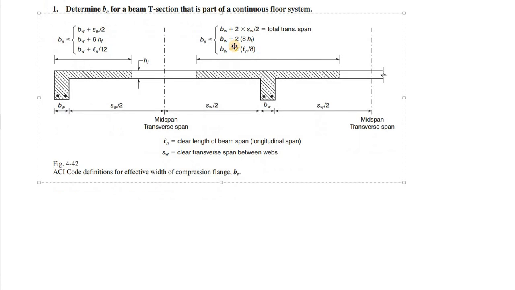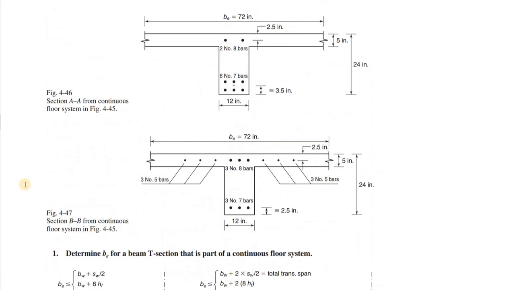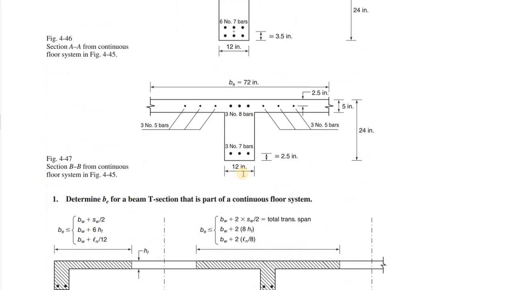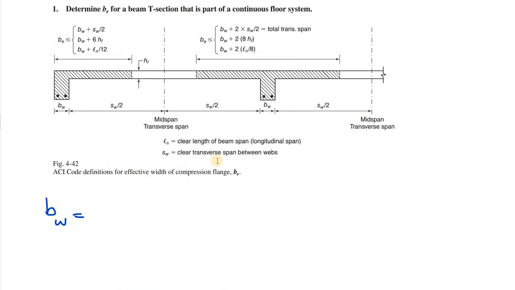Let me copy this down to our current page, and then we will see how to calculate. So these are the limits. Let us first figure out the parameters involved in these equations. In our case, in both cases we have BW of 12 inch. So let's write this down: BW is 12 inch.